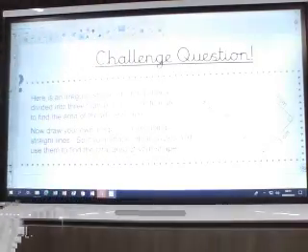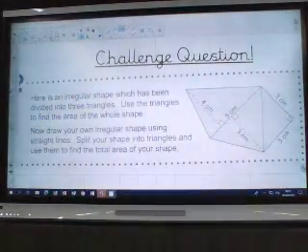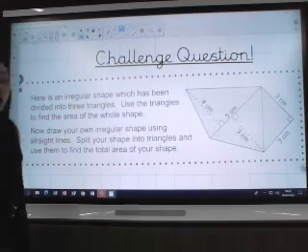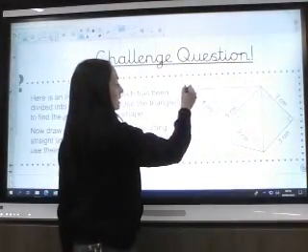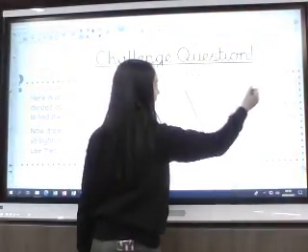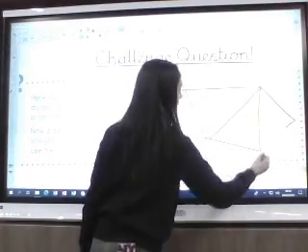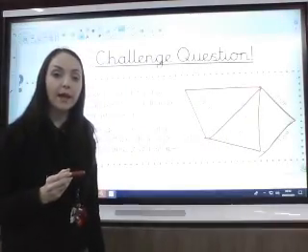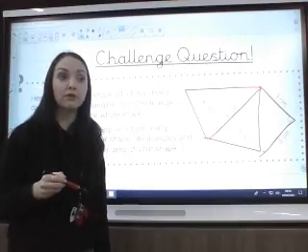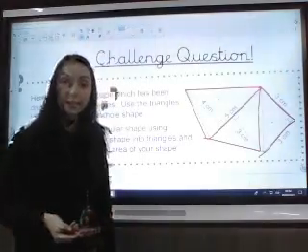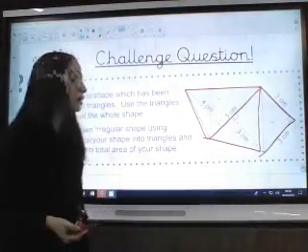So it says here is an irregular shape which has been divided into 3 triangles. Use the triangles to find the area of the whole shape. So you can see here, I'll just draw on roughly. That's a triangle, that's a triangle, that's a triangle. Now you know how to find the area of a triangle, so you'll be able to find the area of each one and then add them up to work out the area of the whole shape.